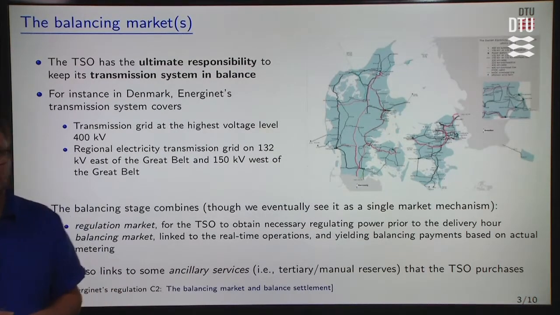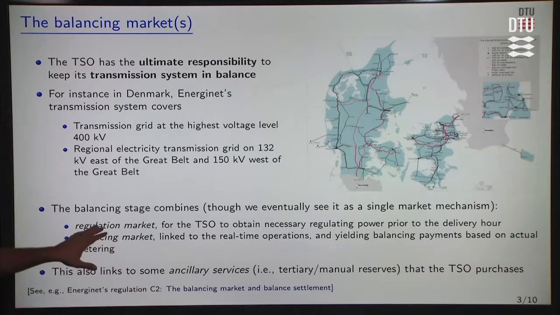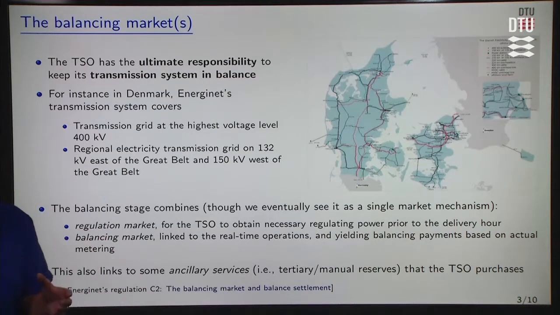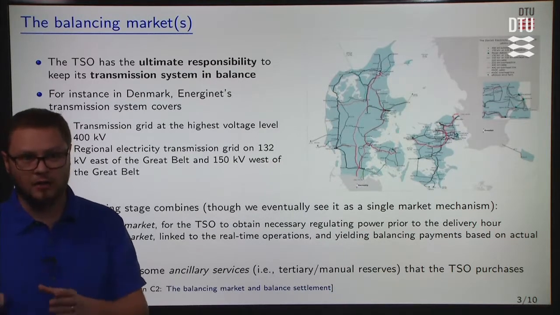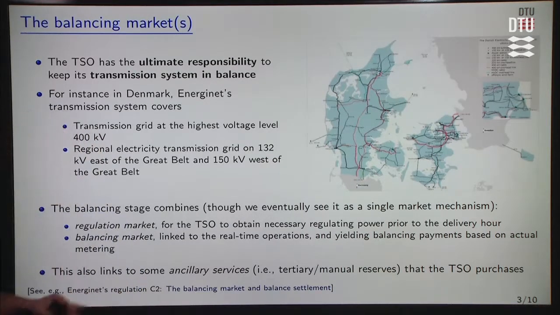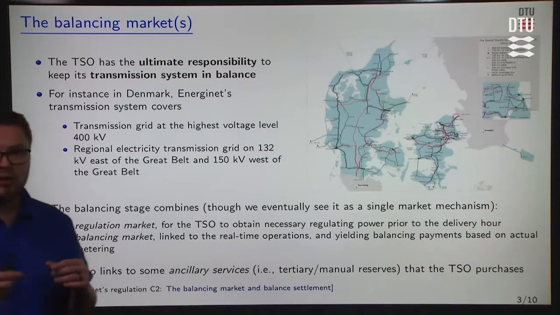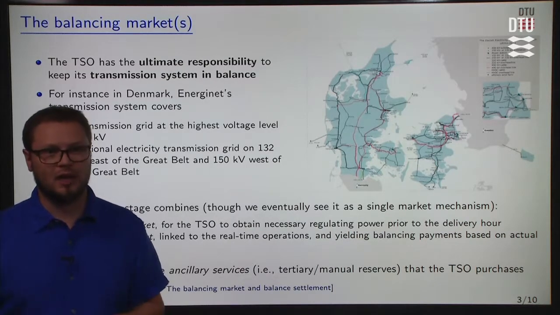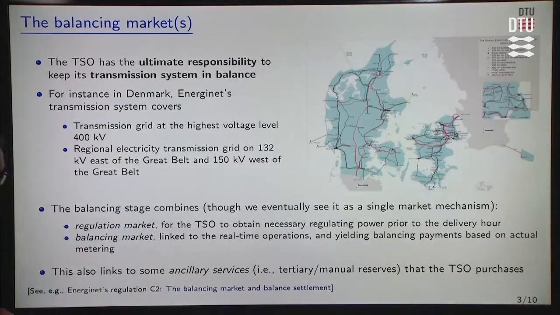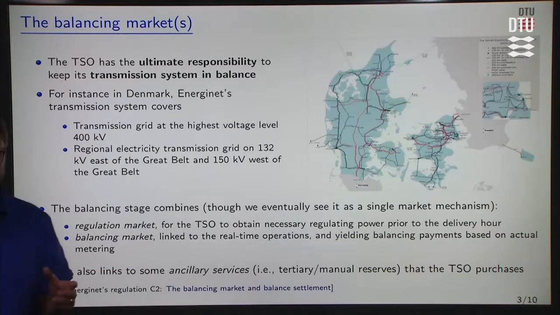What we call the balancing stage actually combines two mechanisms, though we eventually see it as a single market mechanism. There is the regulation market side, where the TSO is obtaining the necessary regulating power prior to the delivery hour. And then during the hour, with the balancing market, we look at the real-time operation, we settle imbalances, and we use actual metering for that. Note that the regulation market actually links to some of the ancillary services, which we will discuss in the next module of this course.